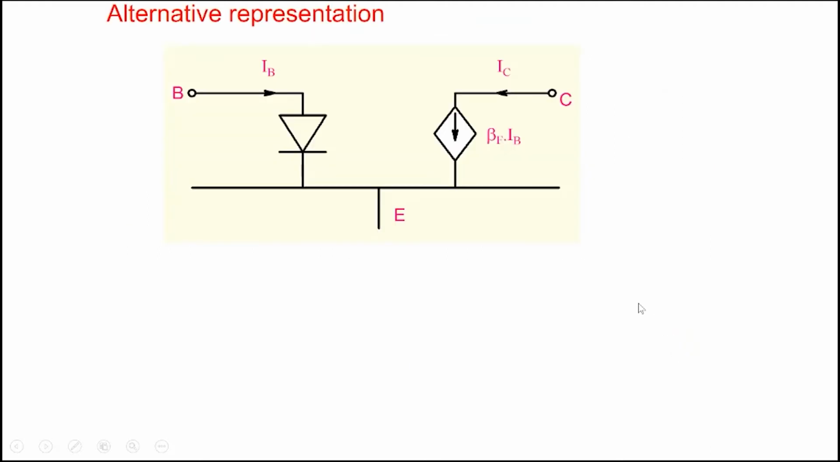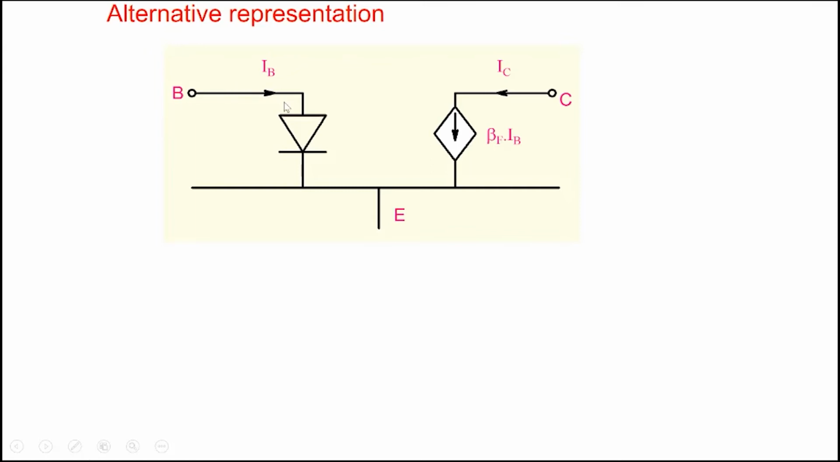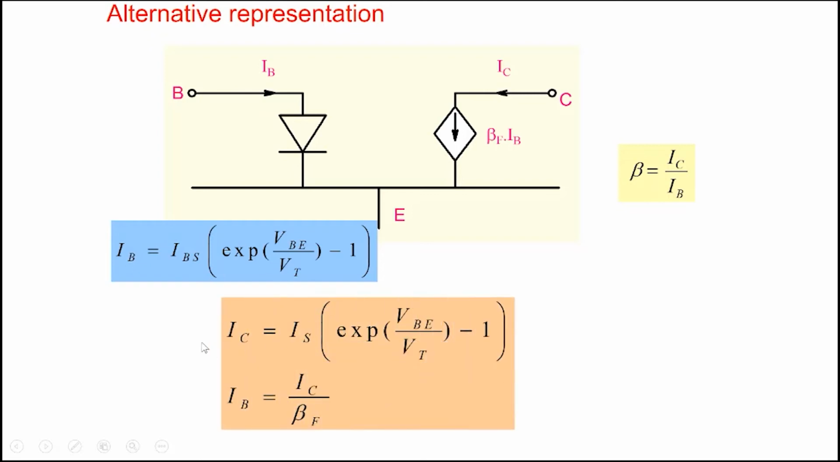The other way of representing a transistor is not in terms of VBE. In terms of IC, we can also write it as: between base and emitter there's a diode, and at the collector, instead of writing in terms of base emitter voltage, we can write it in terms of base current. And we saw that the ratio of IC and IB is beta, so we can write it in this particular form also. Beta is IC by IB. And this current is a diode, so it's an exponential relationship. And IC is beta times IB, so IC is also exponentially related to base emitter voltage.